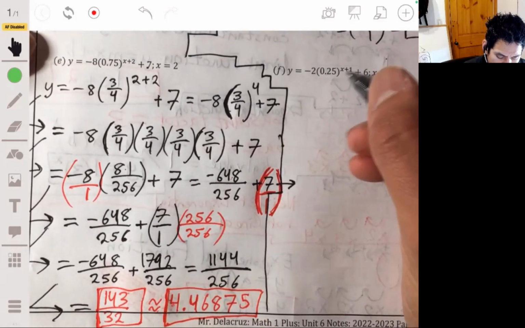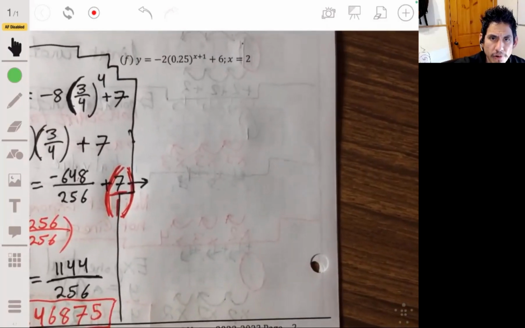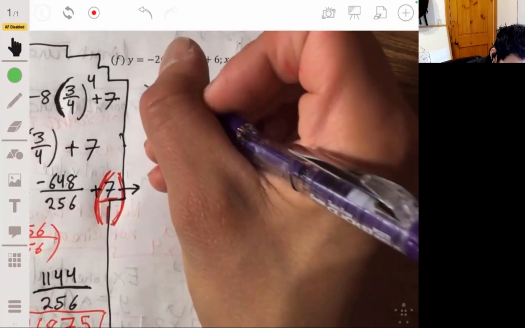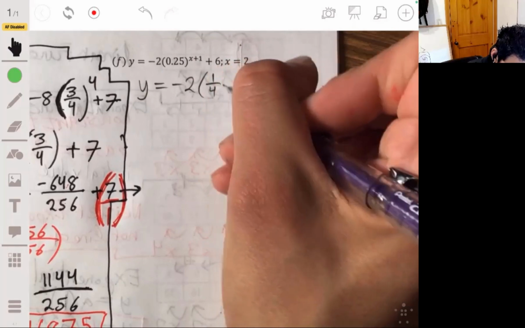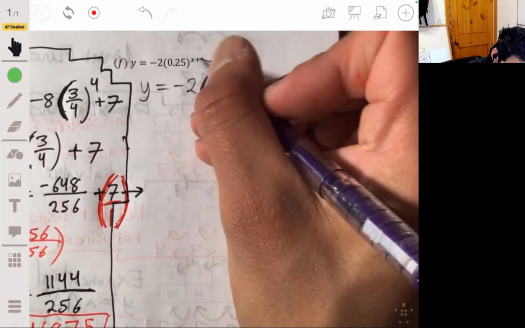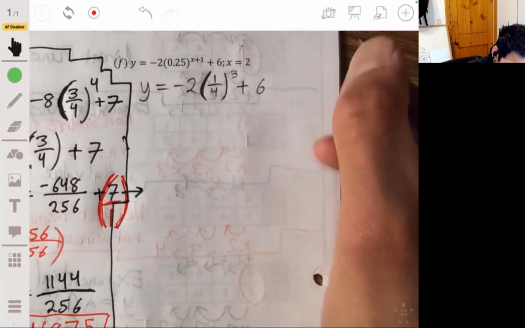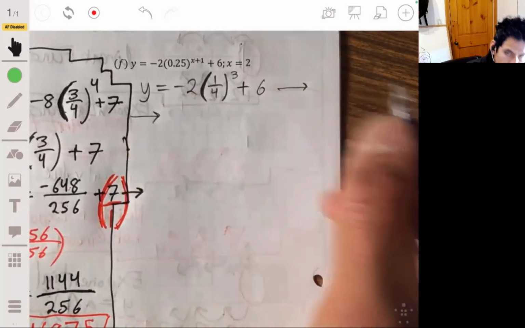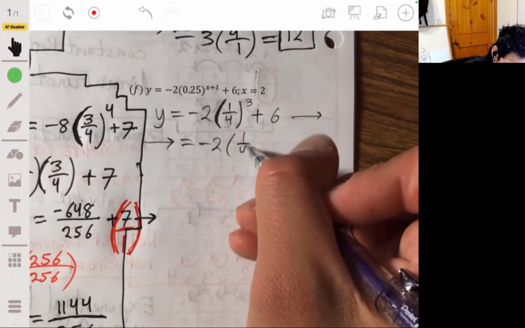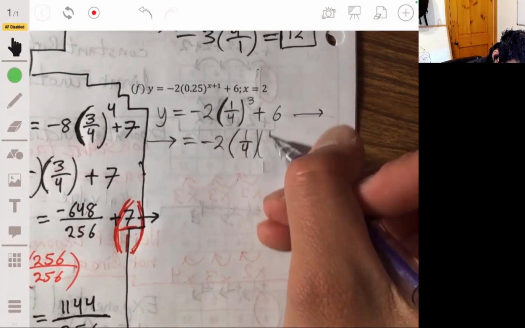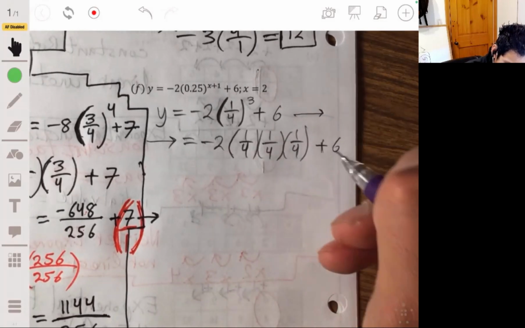Okay, next one. We're going to evaluate this. I'm going to use a pencil here. For x equals 2, a little faster now, y is equal to -2. Change the 0.25 to 1/4. x plus 1, so 2 plus 1, or let's just make that 3 right away, plus 6. And we get negative 2 times 1/4 to the third power. So we just have 1/4 times 1/4 times 1/4 plus 6.